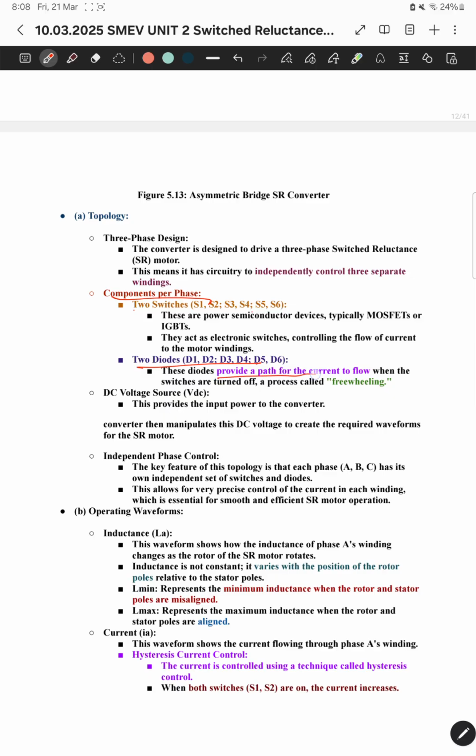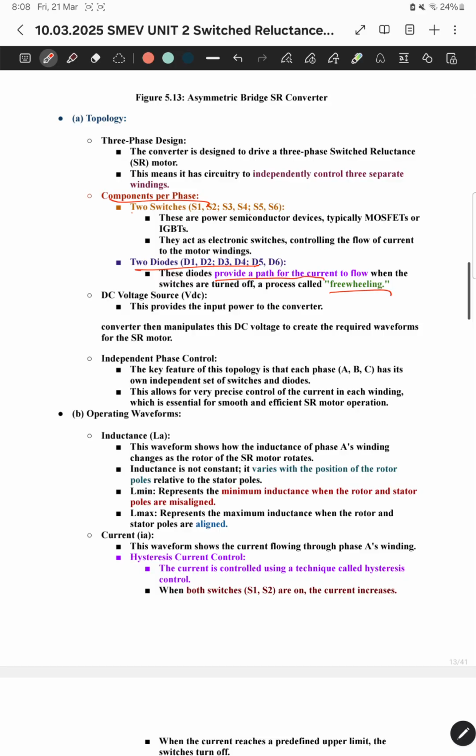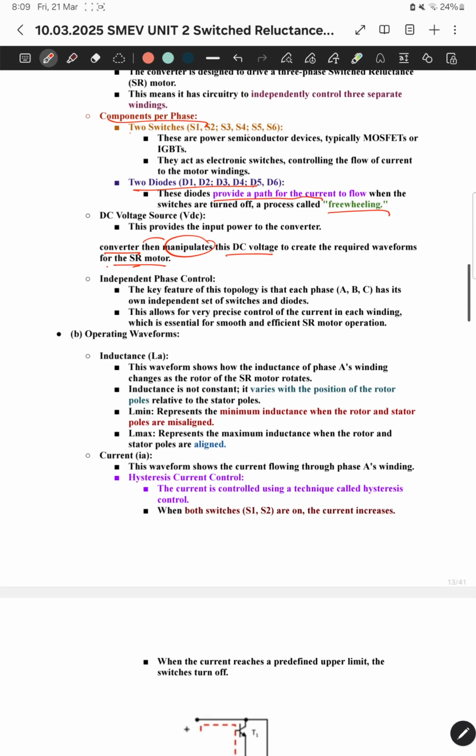The purpose of the diodes is to provide the feedback path for the current flow here. And what is the purpose of the converter here? It has to give supply to each winding as per the requirement here. A converter can be a rectifier or an inverter. Specifically here it is an inverter, which converts the DC voltage to AC voltage for the specific pole pairs of the SR motor. Again, independent phase control is also needed here. Each phase is energized separately.